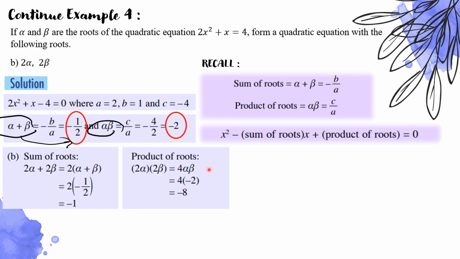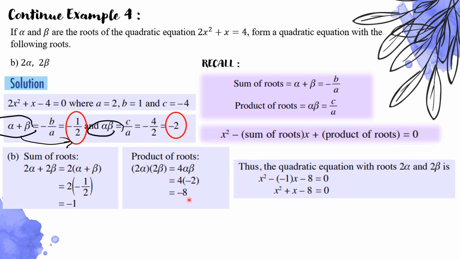And then you find the product of root, which becomes 4 alpha beta. 2 times 2 becomes 4, so 4 alpha beta. 4 times negative 2, you get negative 8. That's the quadratic equation with 2 alpha and 2 beta. You just move from this general form: x squared minus sum of root, which is negative 1, x, plus product of root, which becomes negative 8, equal to 0. So minus negative becomes plus. So x squared plus x minus 8 equal to 0.